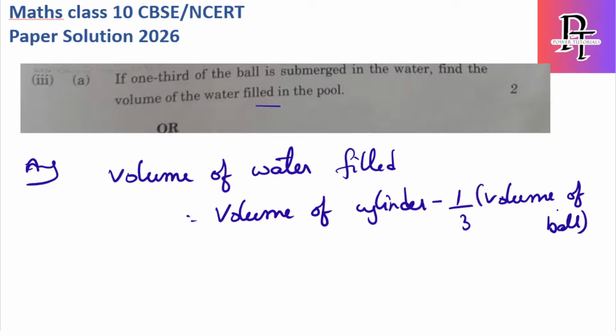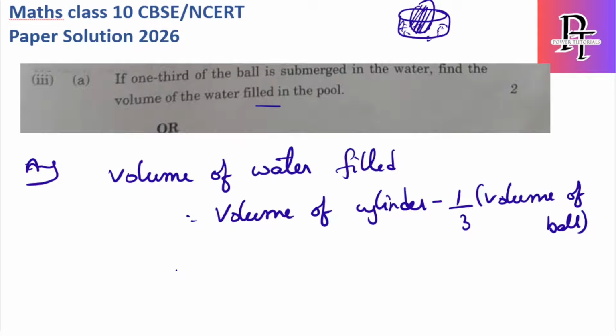Why am I subtracting 1/3 of volume? Because I don't want the volume of sphere. I only want the volume of water. It is something like this. We have a cylinder and we have a ball here. They are only asking this part, the water part. So subtracting the cylinder volume minus the 1/3 of the ball will give me the water volume.